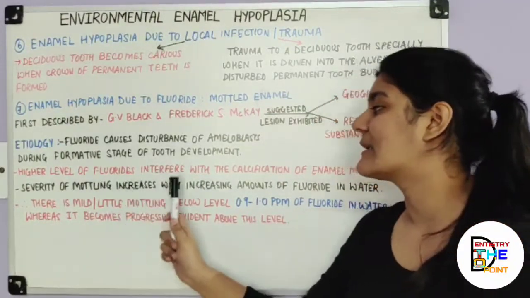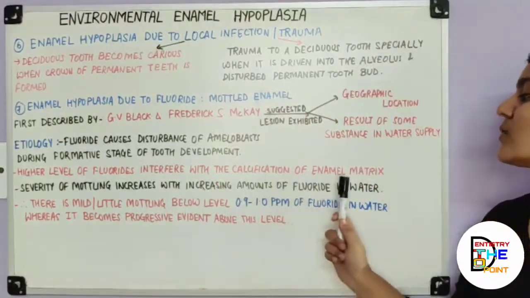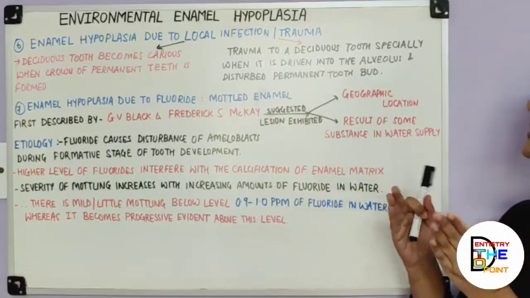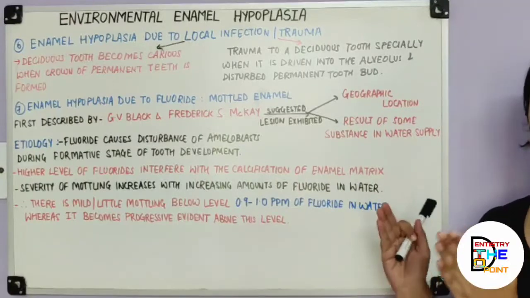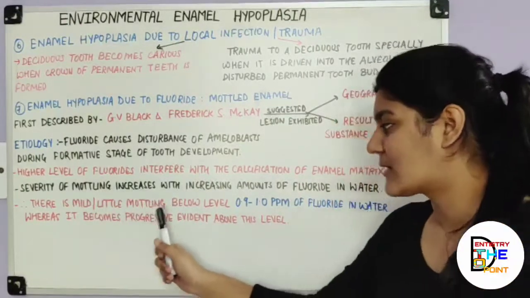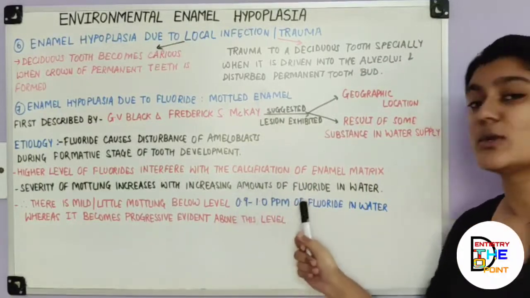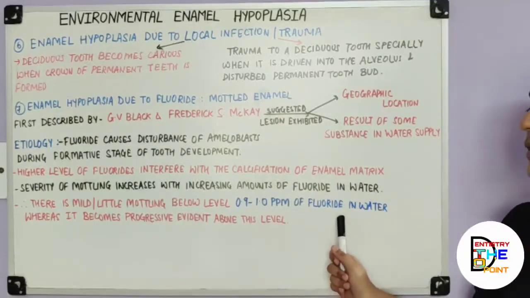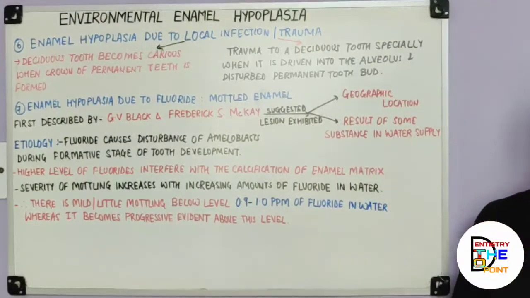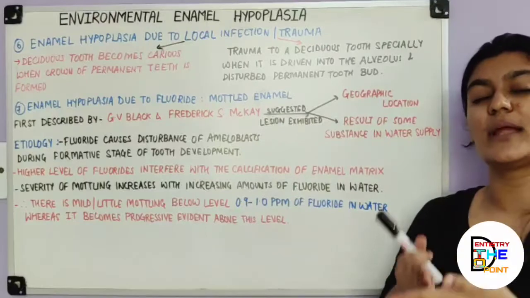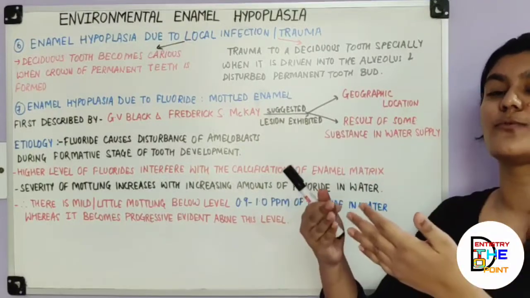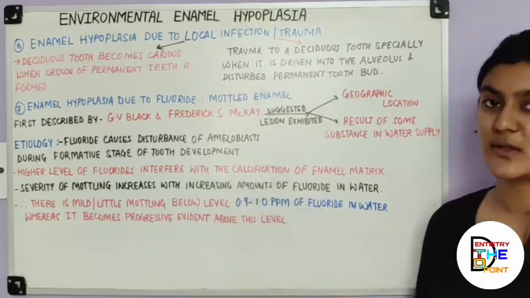Severity of the mottling increases with increasing amount of fluoride in water. The more fluoride in the water, the more mottling, or enamel hypoplasia, you are going to see in the teeth. There is mild to little mottling below the level of 0.9 to 1 parts per million of fluoride in water, and it becomes progressively evident above this level. The lower the fluoride, the less the mottling; the higher the concentration of fluoride in water, the more mottling is going to be seen.